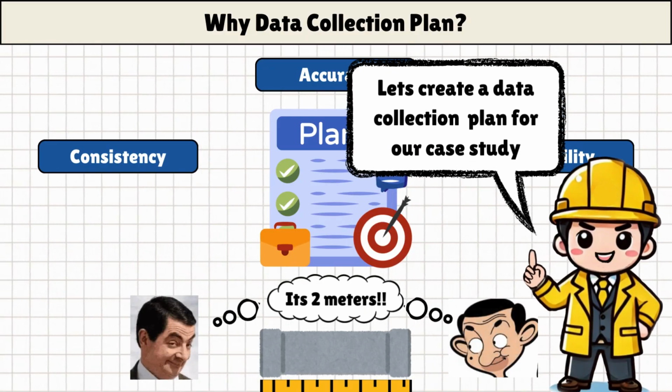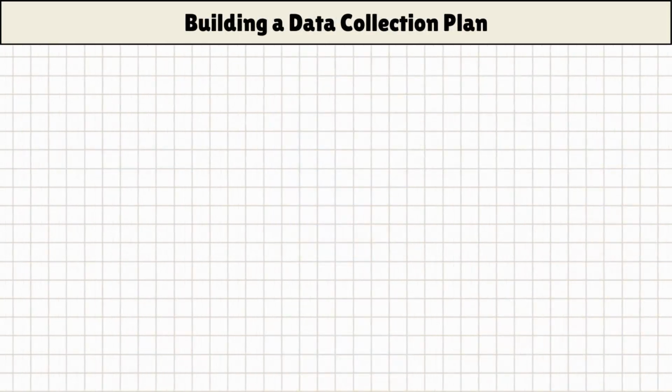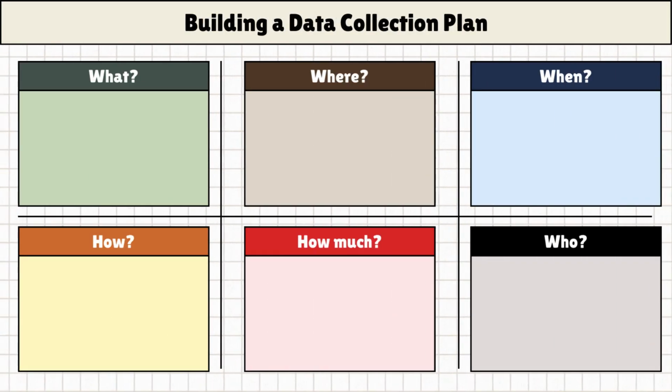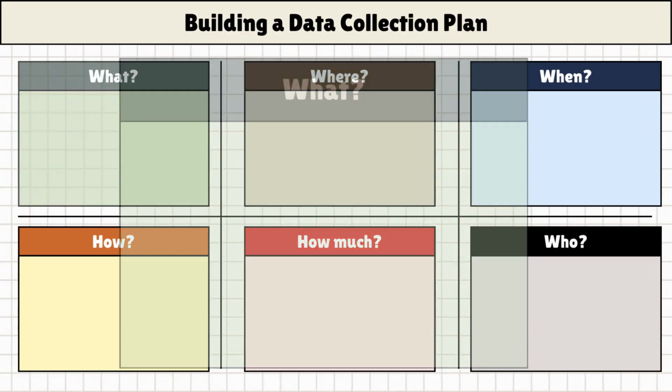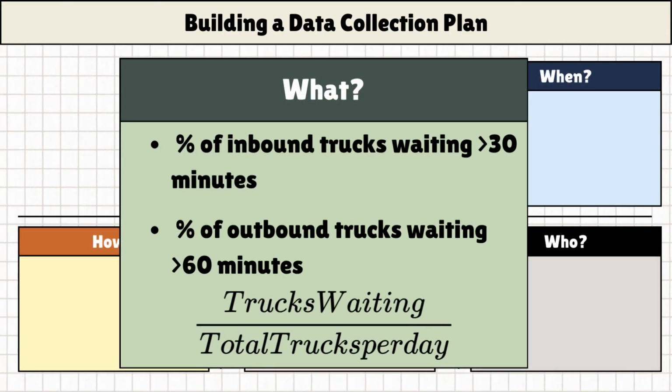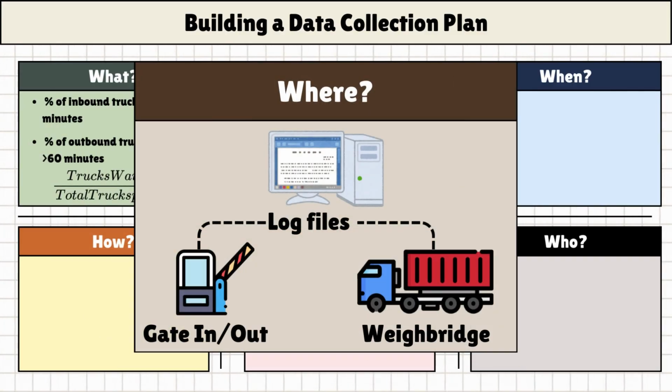Now let's create our own data collection plan for the project. A structured data collection plan must answer 6 essential questions. First, what are we measuring? In our case, it should be operational definitions of the 2 CTQs. Second, where will the data come from? What is the source of the data?